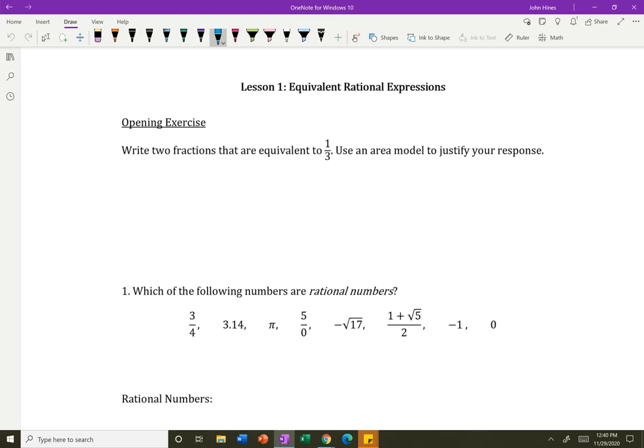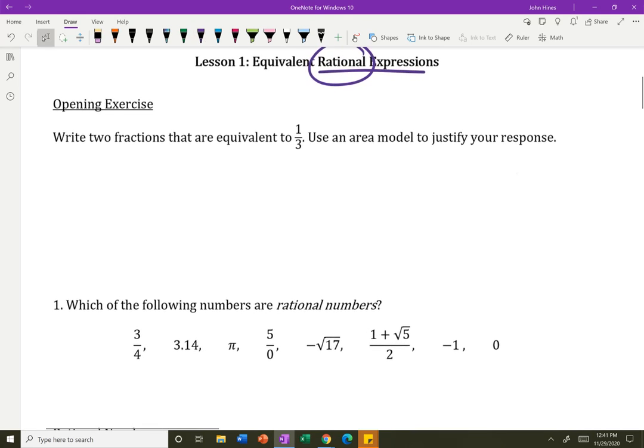Hi everybody, welcome to Unit 3 here, where we're going to start by looking at rational expressions. So this unit kind of has three pieces to it. The first thing we're going to deal with are fractions, which are rational expressions. So that's kind of the first week of this unit. So let's start by just getting our brain thinking about rational numbers and fractions.